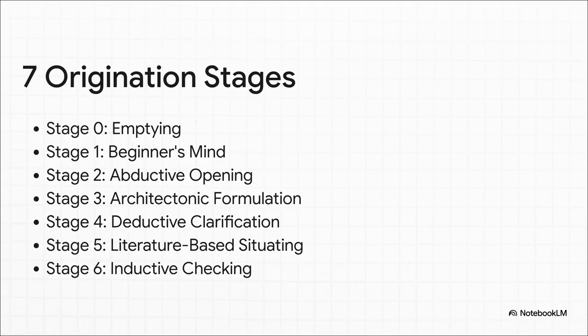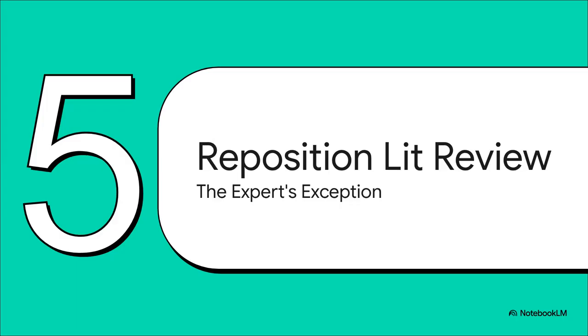And what blew my mind here is that this perfectly mirrors Otto Scharmer's Theory U in organizational learning. You have to let go of downloaded past patterns before new things can come. Notice anything else? It's only after the architecture is completely built that we finally arrive at the literature in stages 5 and 6. That leads perfectly into Section 5, repositioning the literature review, the expert's exception.